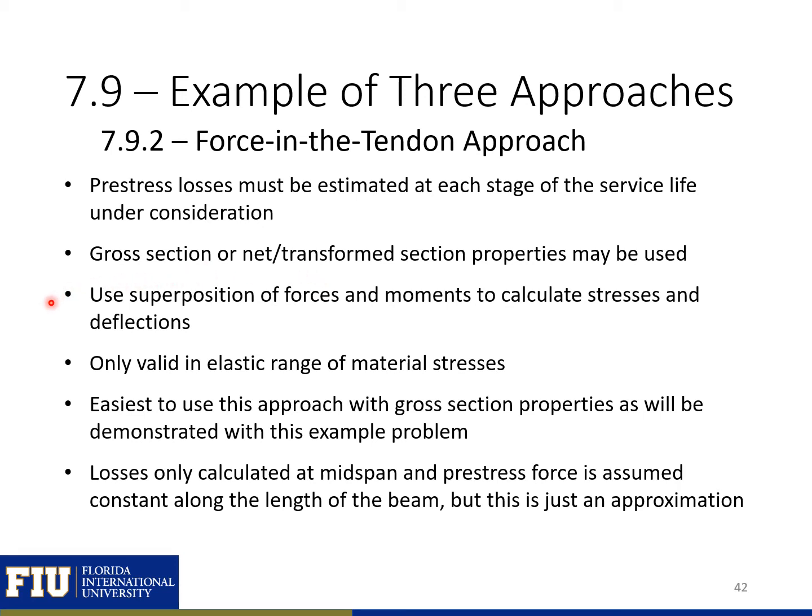We can use the superposition of all of our forces and moments to calculate our stresses and our deflections. The Force-in-the-Tendon approach is only valid in the elastic range of our material stresses. And it's easiest to use if we're using our gross section properties, as we'll see in the example. And also note that our losses are typically only calculated at midspan, and the pre-stress force is just assumed to be constant along the length of the beam. But this is just an approximation.